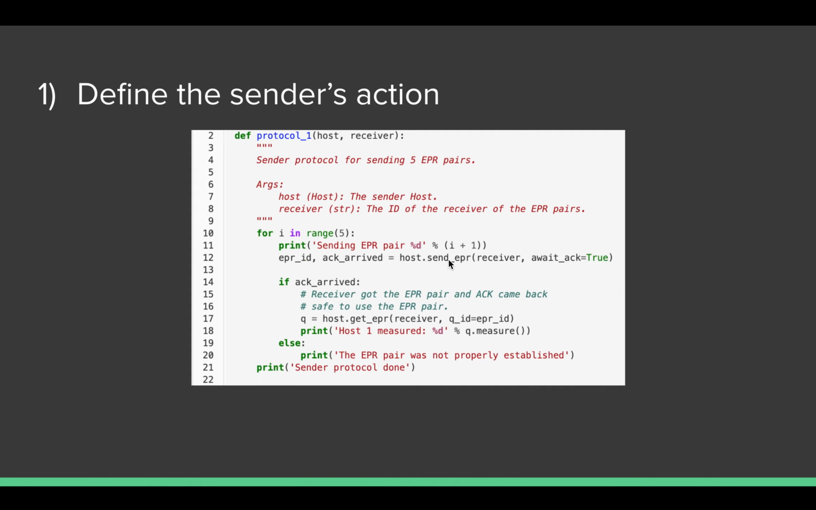This line blocks because it's waiting for an acknowledgement. And when the acknowledgement arrives, if it does arrive, then the EPR pair is stored at the host, and then the host can fetch the EPR pair from memory, and then we measure it. So we just repeat this 5 times. It's just an example protocol, maybe not particularly practical.